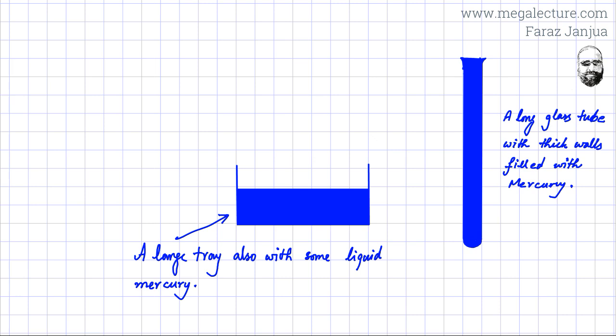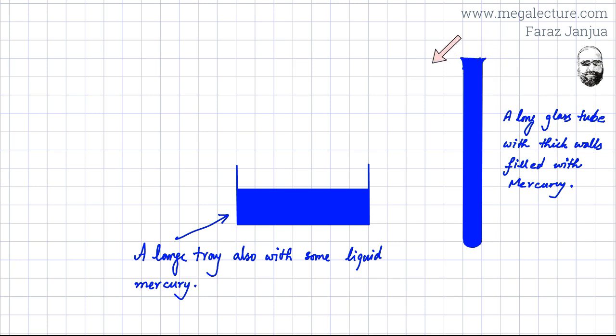Now, this test tube is also filled with the mercury. Mercury is a very heavy liquid, the heaviest actually we can find around. So we fill this test tube with mercury to the maximum possible level. And then we invert this one into this one. This is the open end of the test tube. This is the closed end of the test tube.